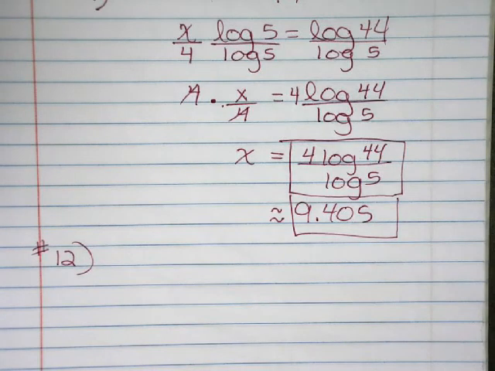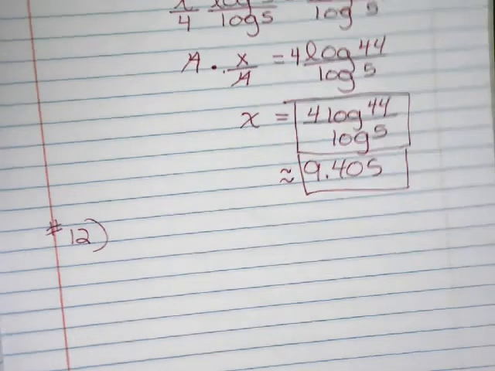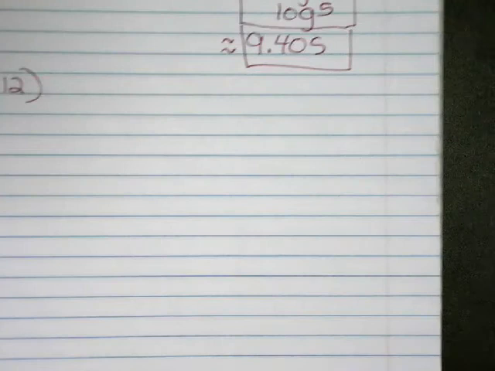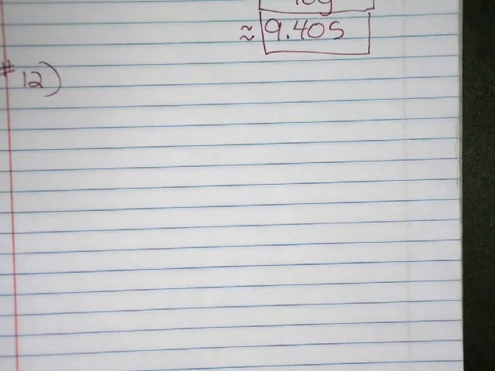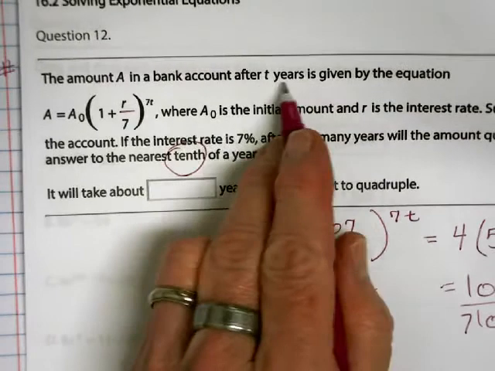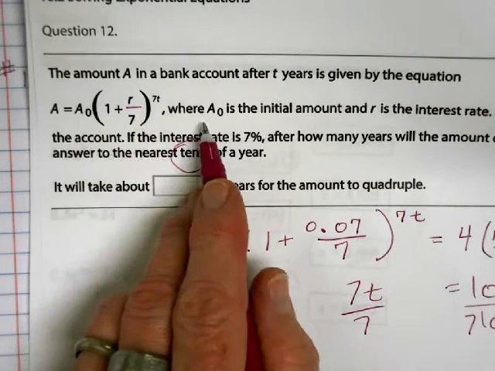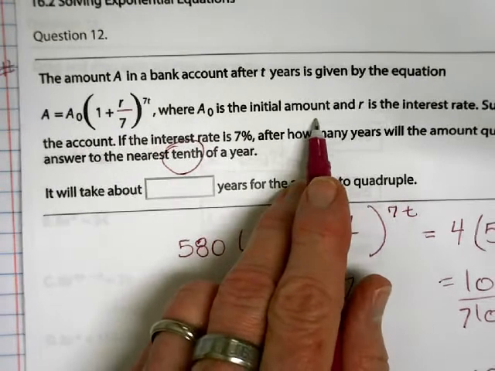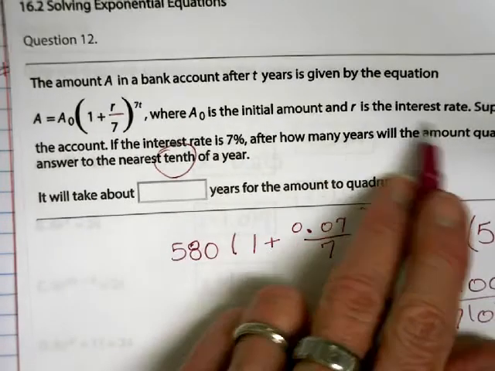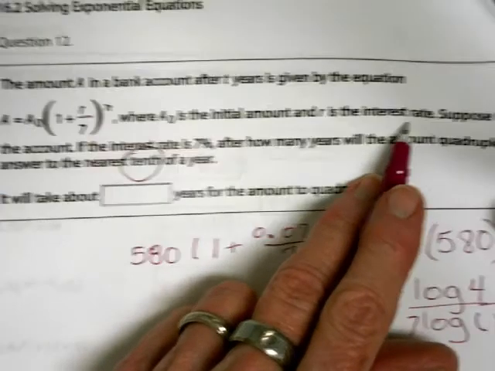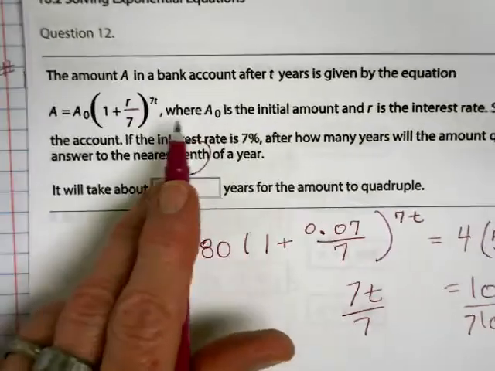Number 12. This one's only one application. There was lots of applications to choose from, but I picked this one because we've already done compound interest. And if you read the story, it says the amount A in the bank account after t years is given by this compound interest equation. A sub 0 is the initial amount, so that's what we started with. R is the interest rate, written as a decimal, of course.